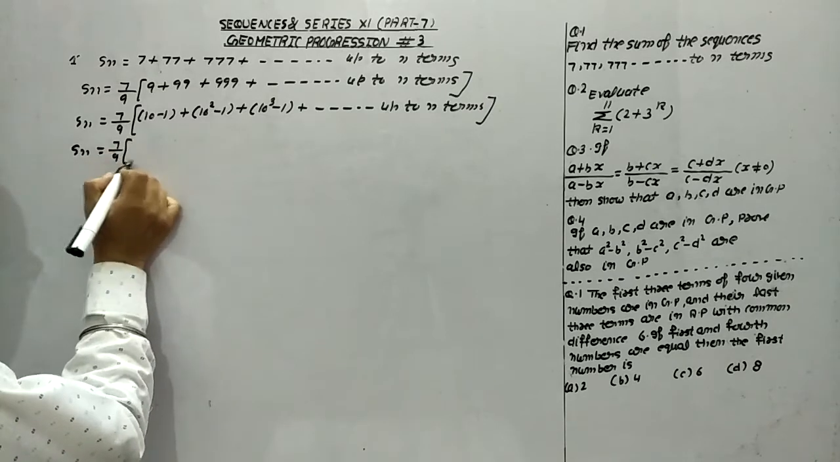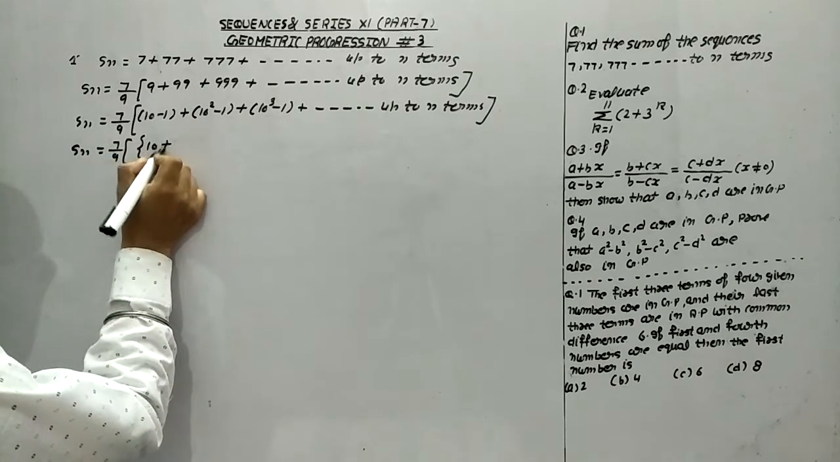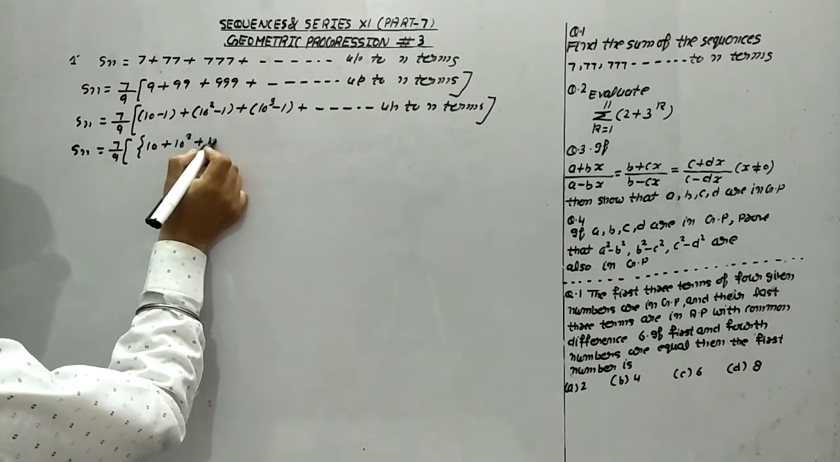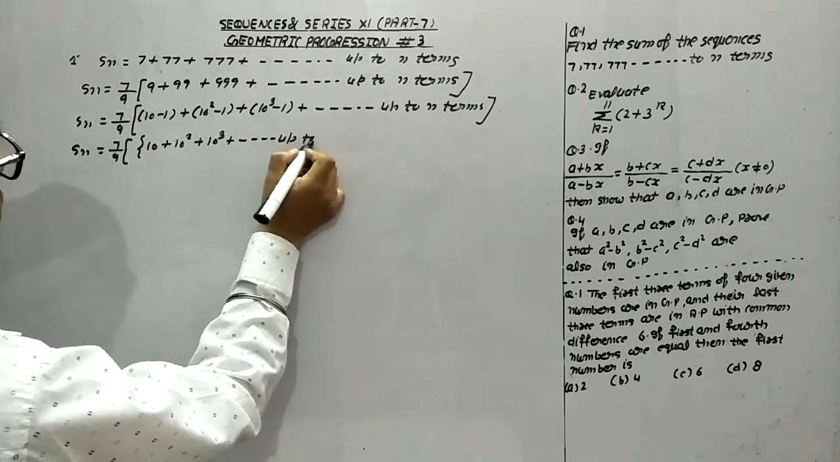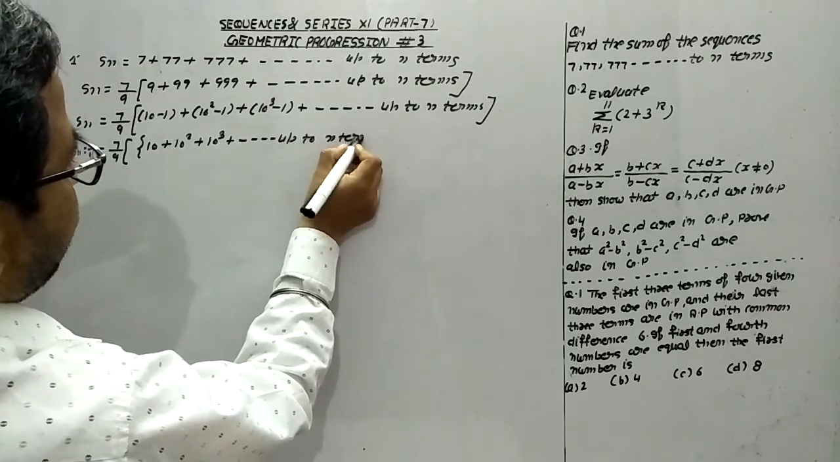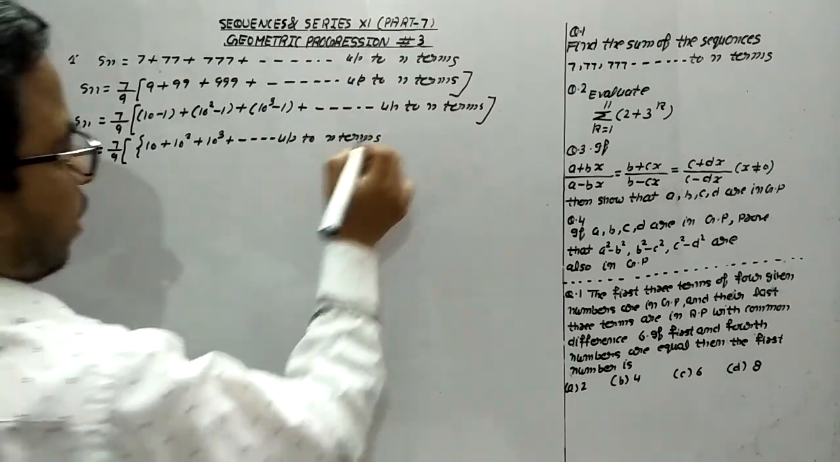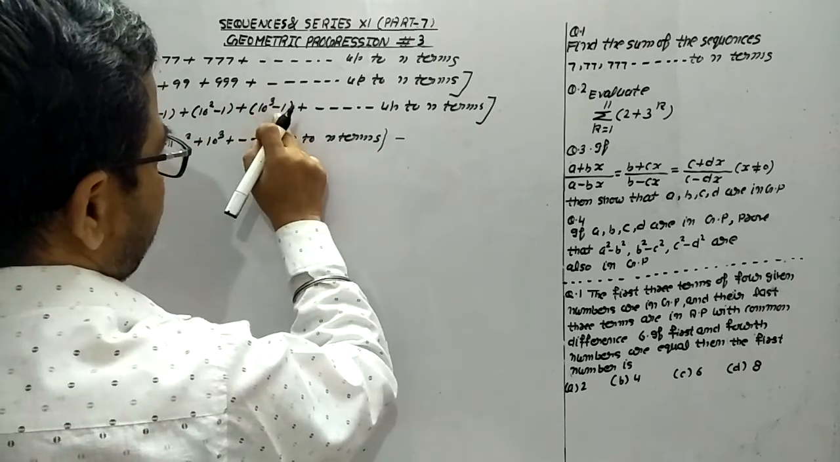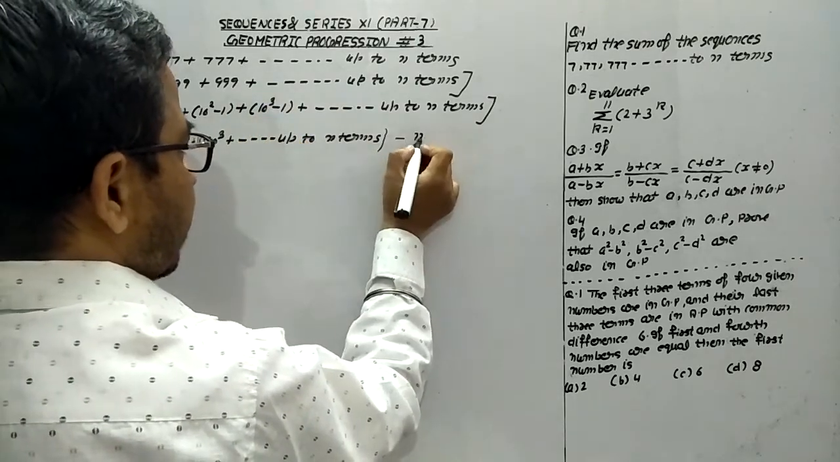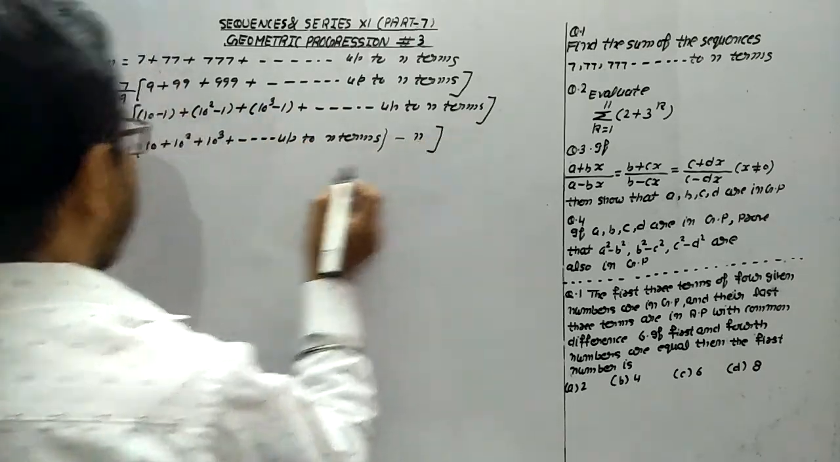7 upon 9. Now collect the terms: 10 plus 10 square plus 10 cube plus and so on up to n terms. So this is the part up to n terms. Now look at this. Minus 1, 1 time, 1, 2 times, 1, 3 times, 1 how many times? n times. So 1 into n is n only.